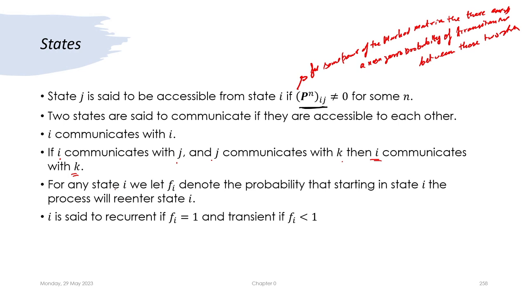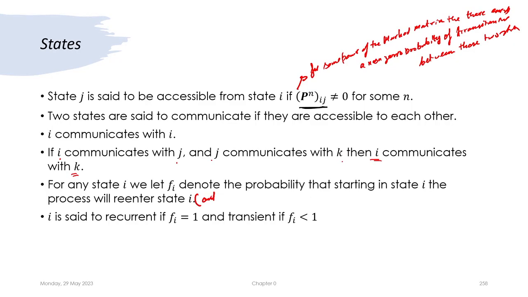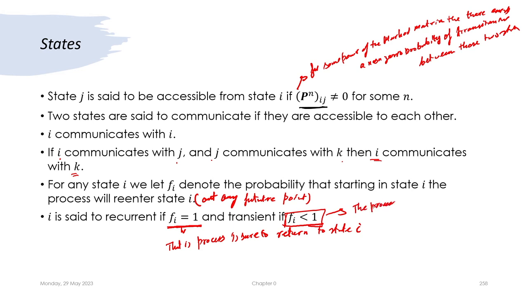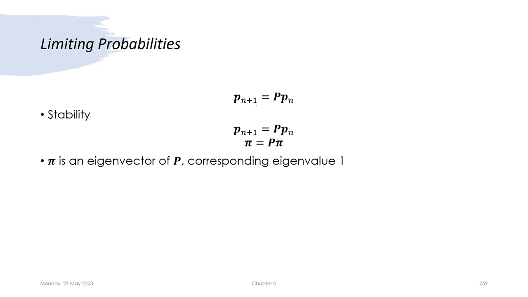For any state i, we let fi denote the probability that starting in state i, the process will re-enter state i. That is, you have a Markov chain that starts from some state, and there is a probability that it re-enters state i at some future point. The state i is said to be recurrent if fi equals 1, that is, the process is sure to return to state i, and transient if fi is less than 1, that is, the process may not return to state i. So, this is about the states.